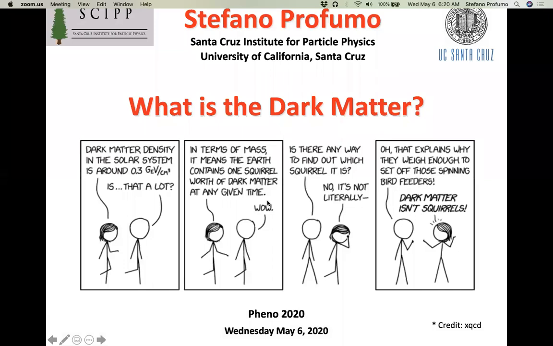So yeah, as always, XKCD is right, and I keep calling him XQCD. It's XKCD. Sorry. And indeed, there's about 1 squirrel worth of dark matter per unit Earth volume at our position in the galaxy. And no, dark matter is not squirrel.